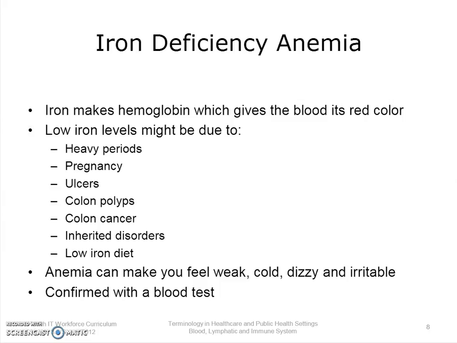What are some of the disorders that can affect the blood? One common blood disorder is iron deficiency anemia. The body needs iron to make hemoglobin. Hemoglobin gives blood its red color. When the iron level gets low, the patient has what is called iron deficiency anemia. Iron levels might be too low because of heavy menstrual periods, pregnancy, ulcers, colon polyps, colon cancer, inherited disorders, or a diet that does not contain enough iron. Anemia may make the patient feel weak, cold, dizzy, and irritable.